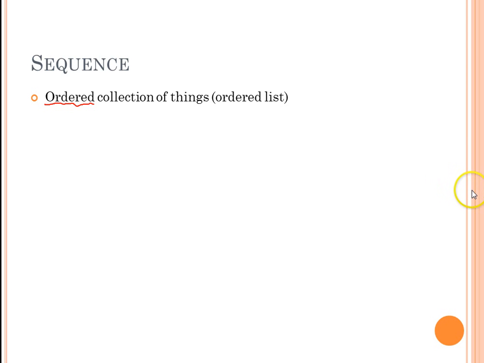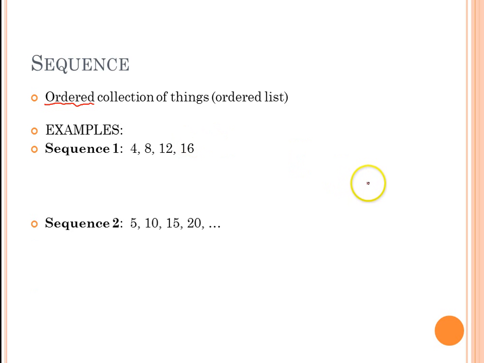What is it? My first example, sequence number 1 is 4, 8, 12, 16. And now hopefully before we even get into it, you guys can tell me that has an order, that has a pattern. It goes up by 4 each time. 4 plus 4 is 8, plus 4 is 12, plus 4 is 16. Sequence number 2, 5, 10, 15, 20. Also has a sequence, also has a pattern, goes up by 5 each time.